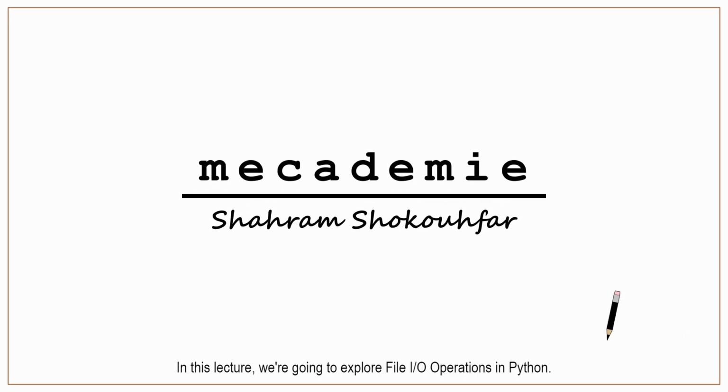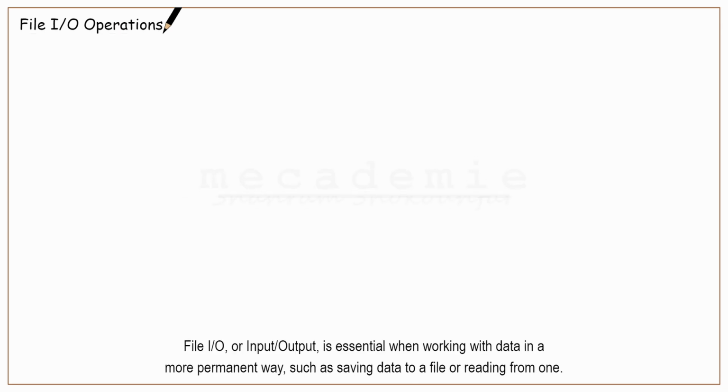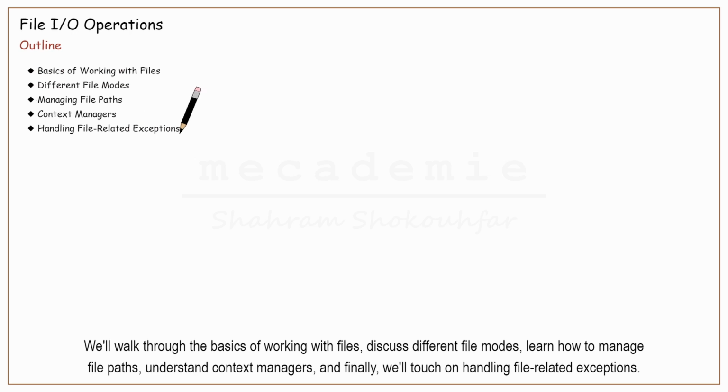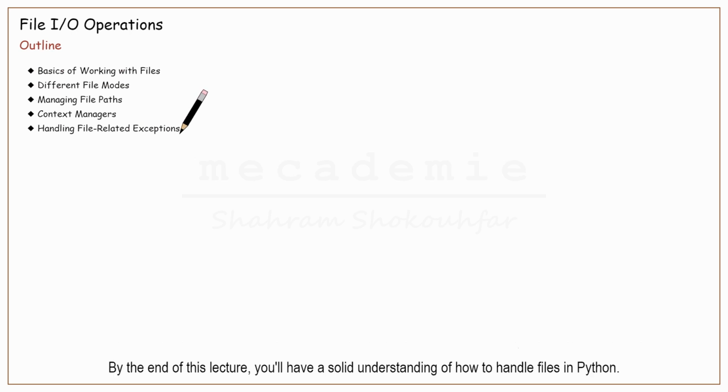In this lecture, we're going to explore file I/O operations in Python. File I/O, or input-output, is essential when working with data in a more permanent way, such as saving data to a file or reading from one. We'll walk through the basics of working with files, discuss different file modes, learn how to manage file paths, understand context managers, and finally we'll touch on handling file-related exceptions. By the end of this lecture, you'll have a solid understanding of how to handle files in Python.